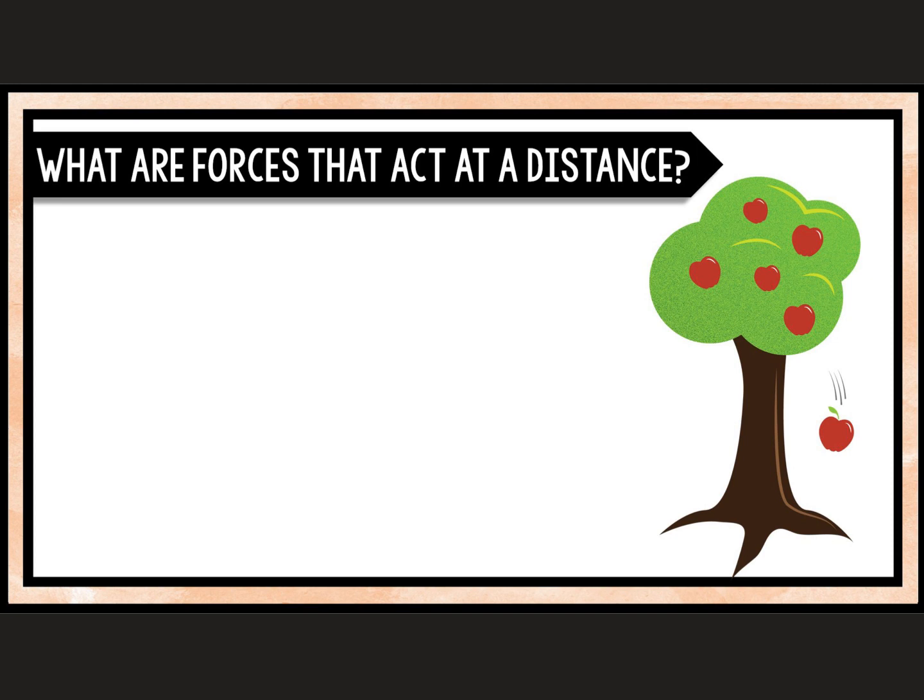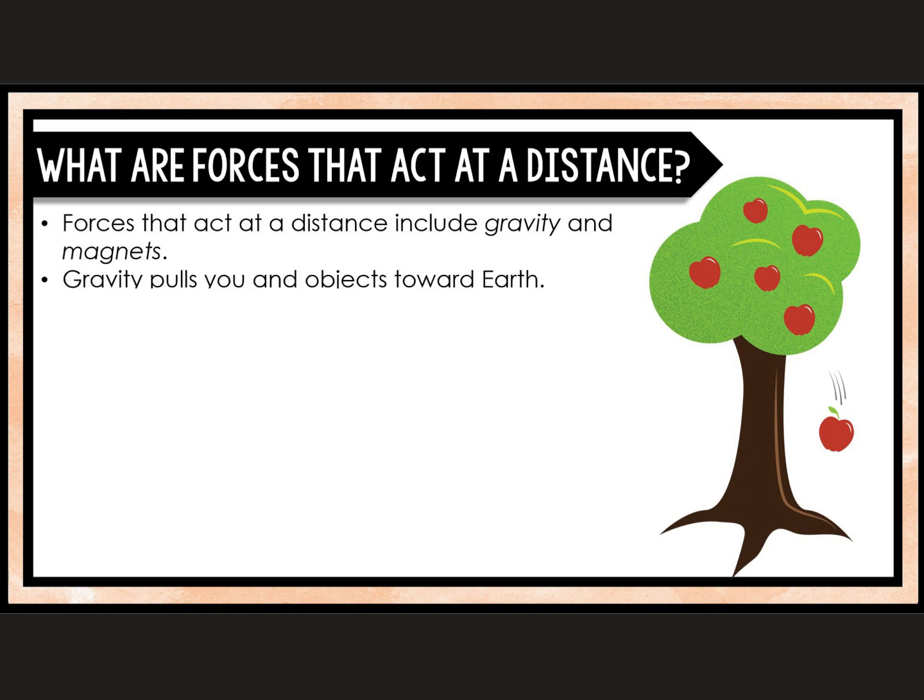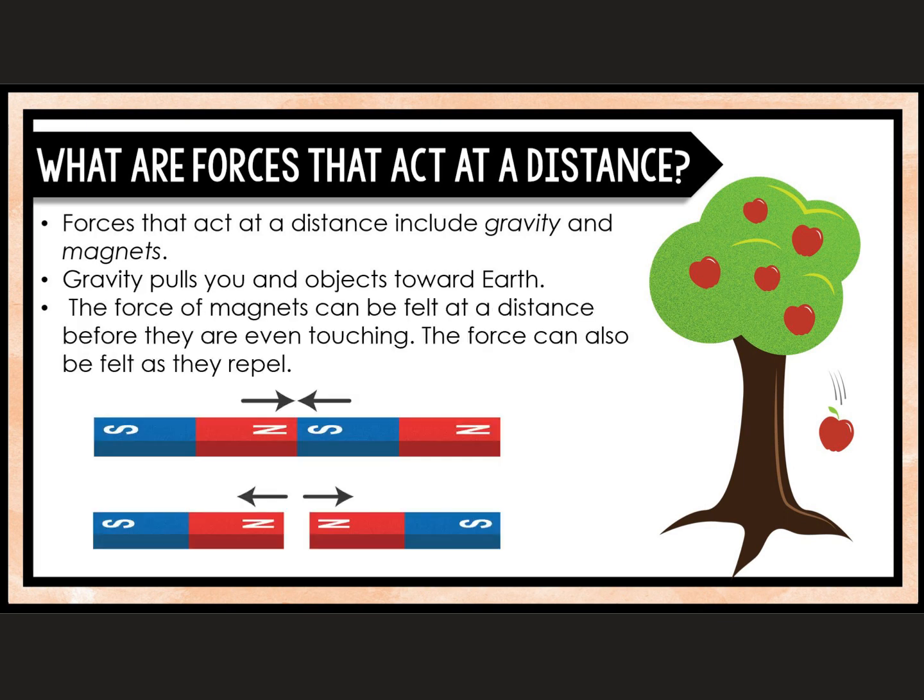Next, we want to know what are the forces that act at a distance. Forces that act at a distance include gravity as well as magnetism. So gravity pulls you and objects towards Earth. It always points down towards the earth. And the acceleration due to gravity is always 9.8 meters per second squared because this force is constant at ground level.